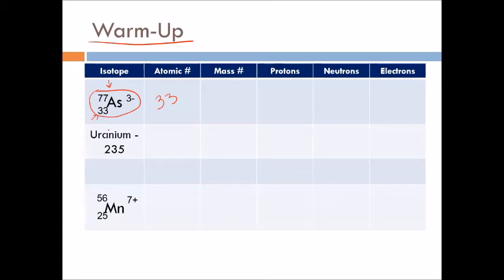What number is that also going to be? Which one? The proton, neutron, or electron? Yes, the proton. So I'm going to go ahead and write that in there too. The atomic number is always the proton number. It identifies the element for us.